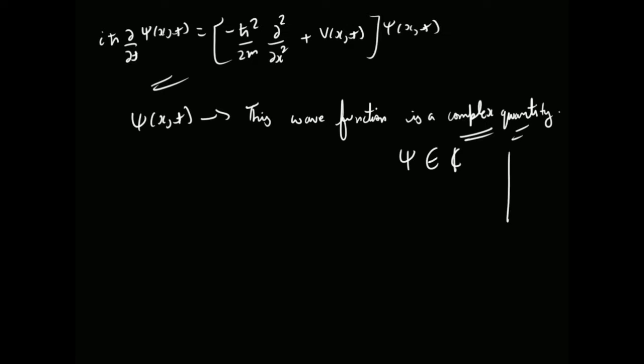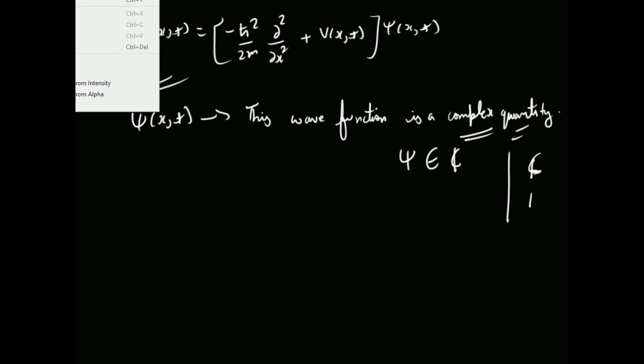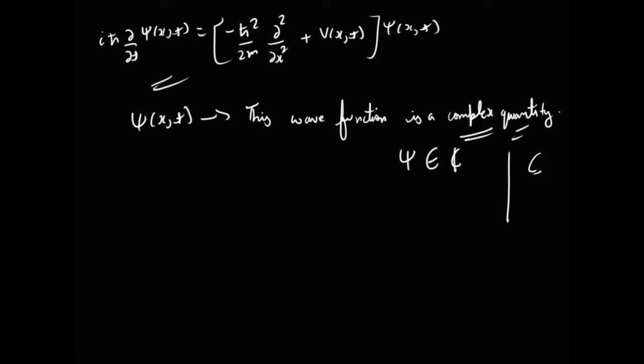Complex numbers are represented by this symbol, real numbers by this, and any field by this. We use this notation, which is the international notation. You can also simply use this term also. That's just a simple concept. So it belongs to the complex, it's a complex quantity.